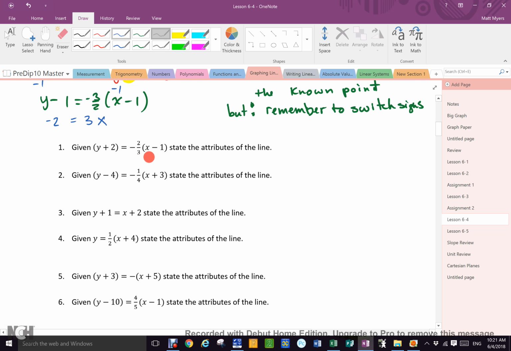There's an equation in point-slope form. Attributes means you tell me what you know about that line.